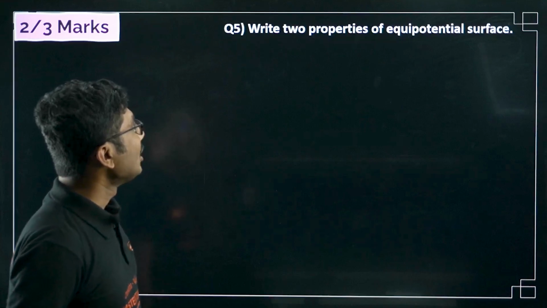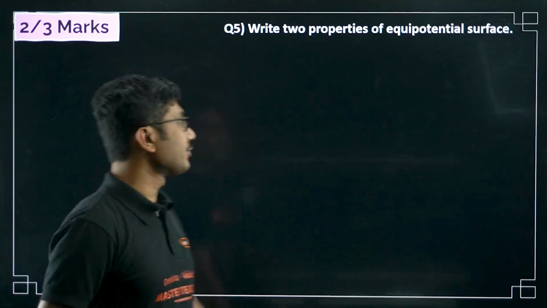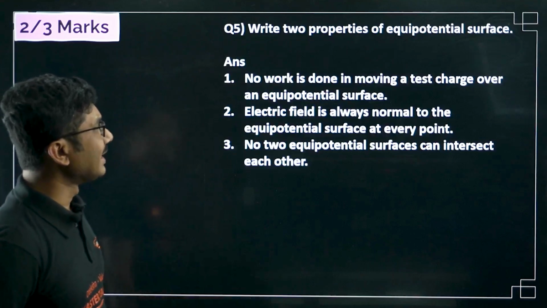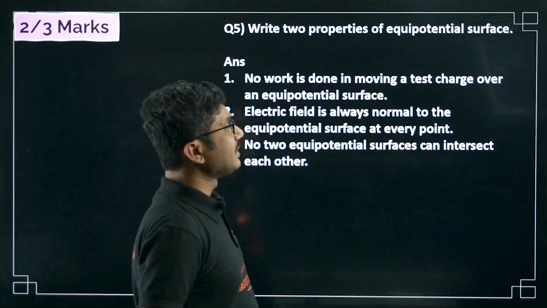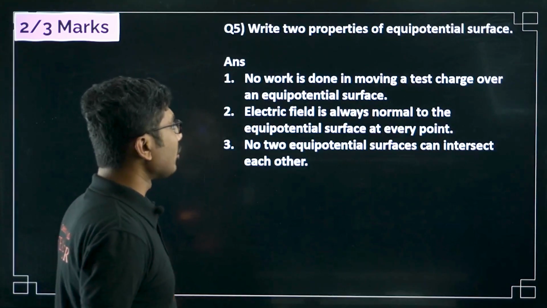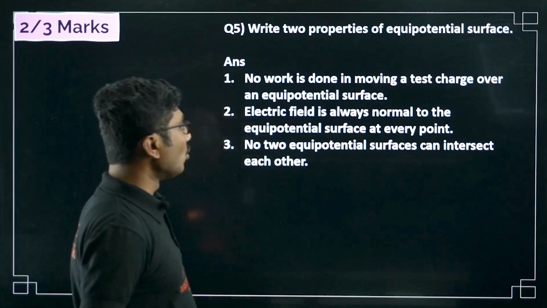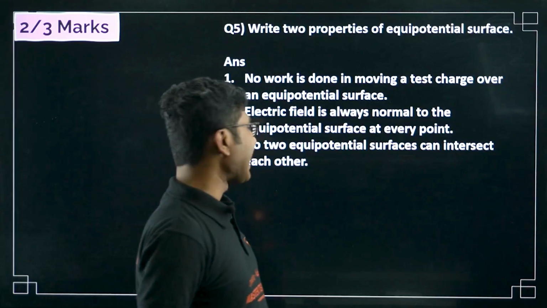Now next, write two properties of equipotential surface. It is also a very important question. No work is done in moving a test charge over an equipotential surface. Electric field is always normal to the equipotential surface at every point. Okay, no two equipotential surfaces can intersect each other.